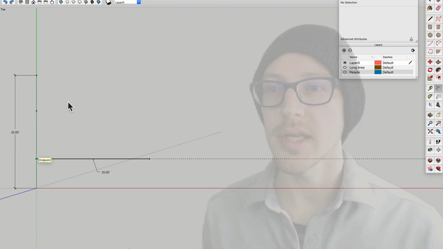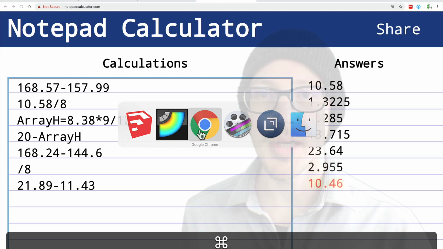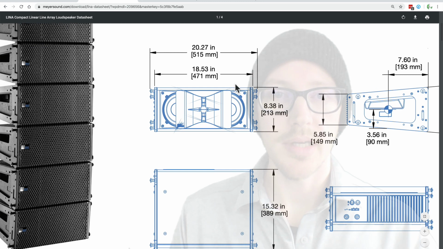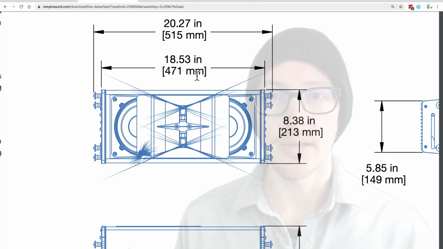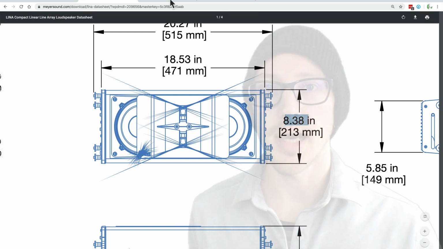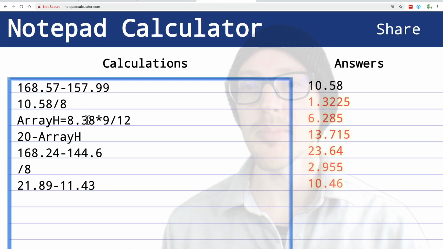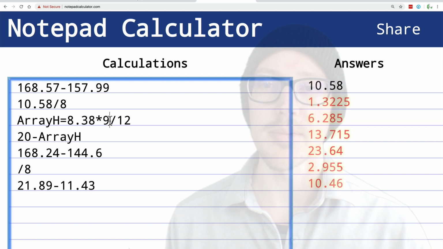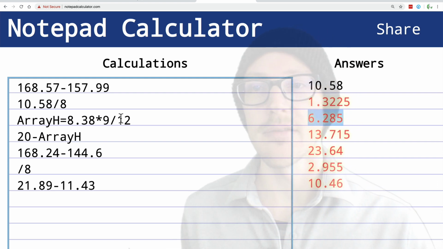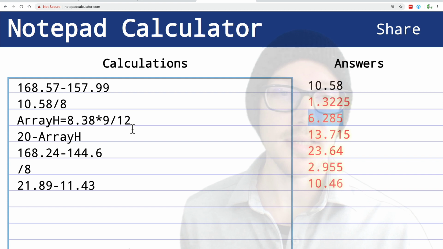So how do I figure out the array height? Well, it's pretty easy to estimate if you just take a look at the height of one element. Here is the speaker that I'm playing with. It is 8.38 inches high. Array height equals 8.38 inches times 9, the number of elements that I have, divided by 12 inches to give me feet, which is 6.285 feet. So my array is about 6.285.